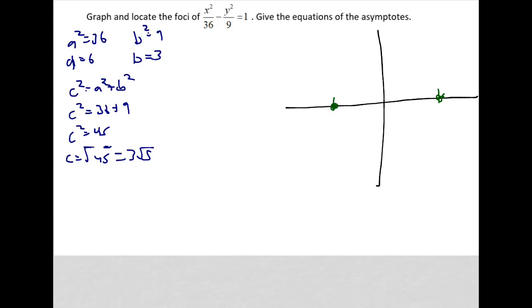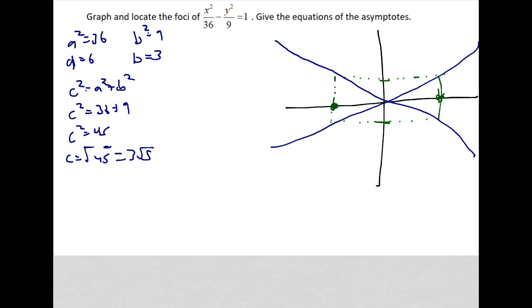Now b is equal to 3, so that means we're going to go up 3 units and down 3 units. So what we can do now is draw, or build, our box. Why do we need the box? Well, this is the outline for our asymptotes. Our asymptotes should go through the center, and through these opposite corners of the box. So these are our asymptotes.